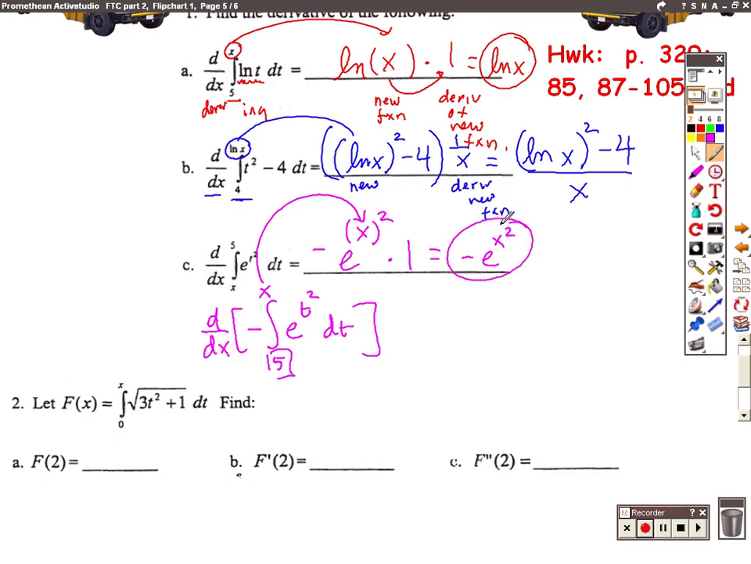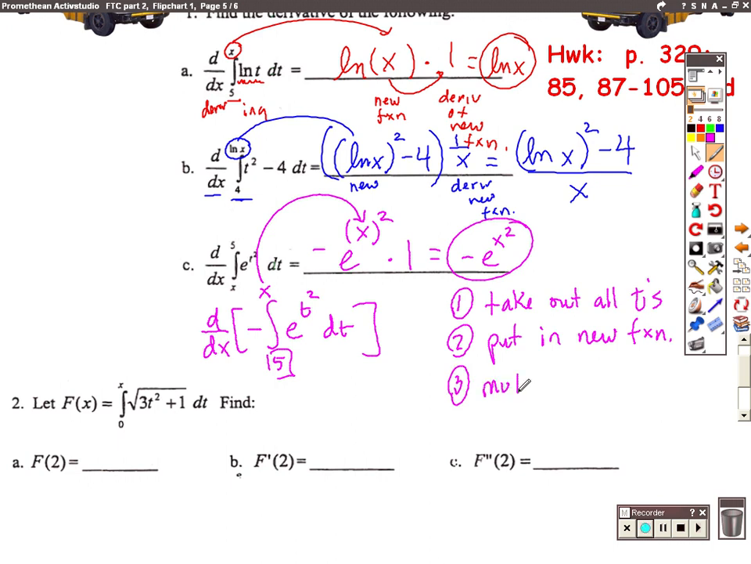So what's the procedure? Number 1, take out all t's. Number 2, put in the new function. Number 3, multiply by the derivative of the new function. And what you're doing there is you're applying the chain rule when you're doing your derivative.